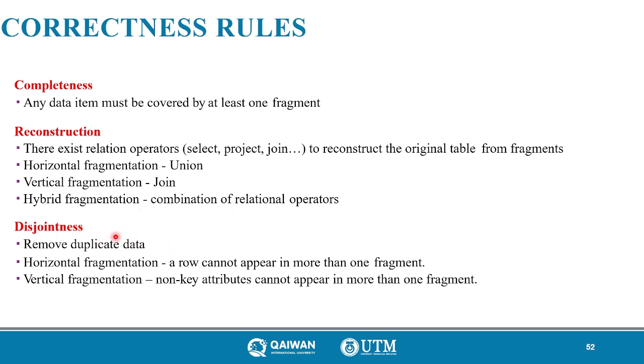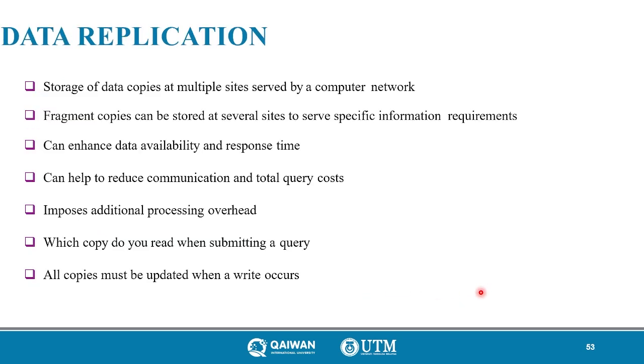Now, disjointness, which removes duplicate data. In horizontal fragmentation, a row cannot appear in more than one fragment. In vertical fragmentation, a non-key attribute cannot appear in more than one fragment.